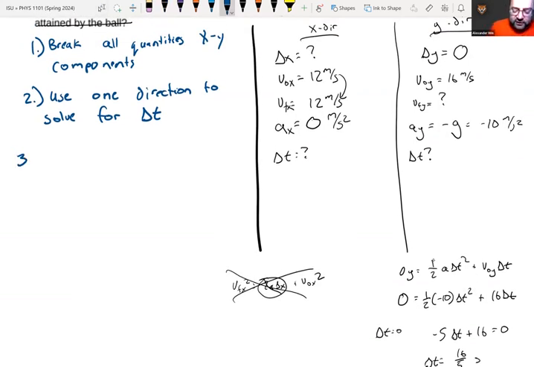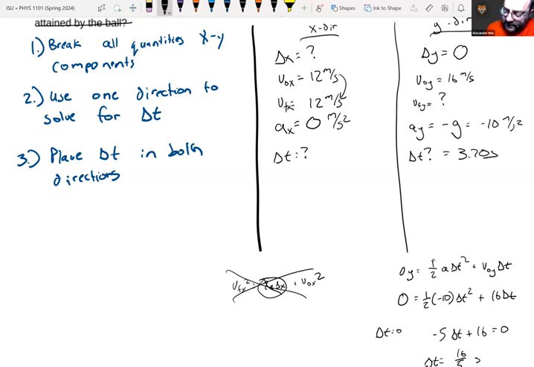And then our third step is going to be place delta t in both directions. So even though I used the y to solve for this delta t equals 3.20 seconds, I can also put it over in the x direction, 3.20 seconds. Okay, so that's basically what we're going to want to do here.